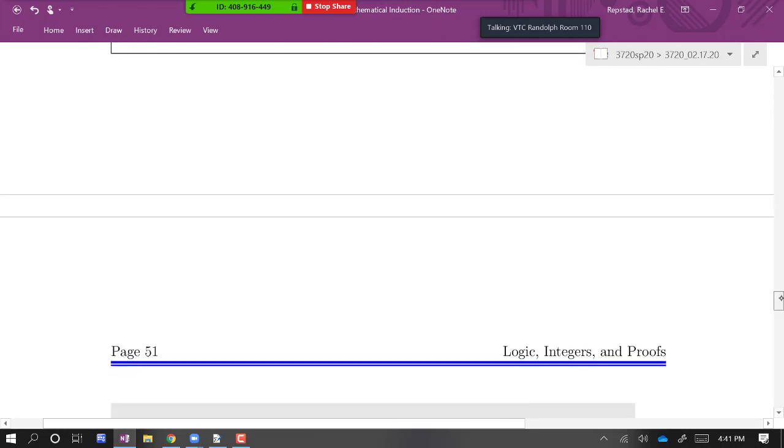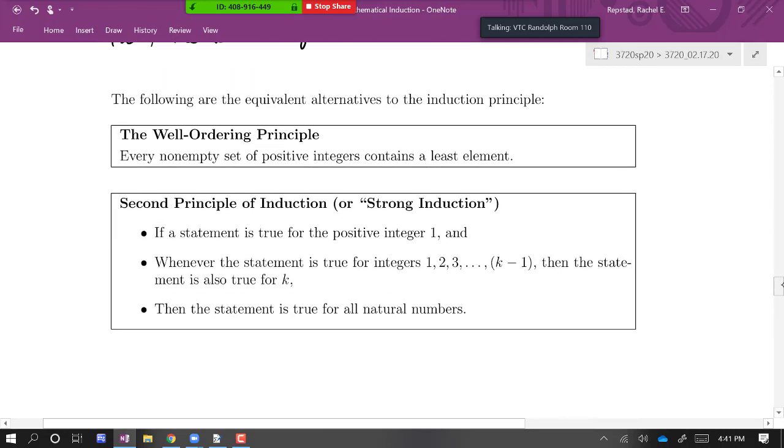So this gets us to a couple of results. One is the well-ordering principle that just says every non-empty set of positive integers contains a least element. So if you have a set of integers that has at least one integer in it, and it consists only of positive integers, there's got to be a smallest one, which kind of makes sense. And then the second principle of induction, or sometimes called strong induction, because we get to assume more.